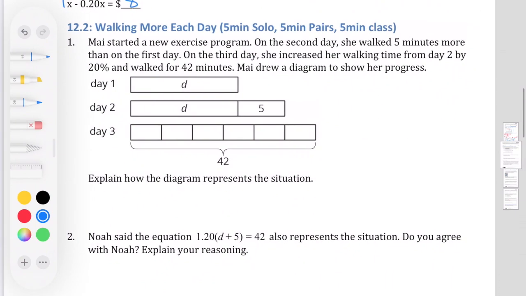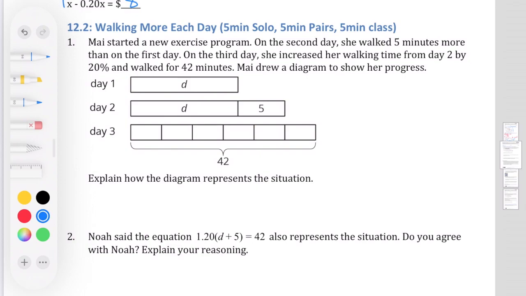So Maya started a new exercise program. On the second day, she walked 5 minutes more than on the first day. On the third day, she increased her walking time from day 2 by 20% and walked 42 minutes. Maya drew a diagram to show her progress.